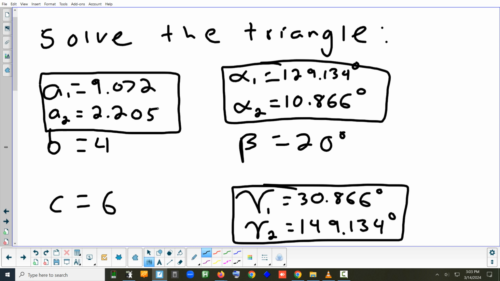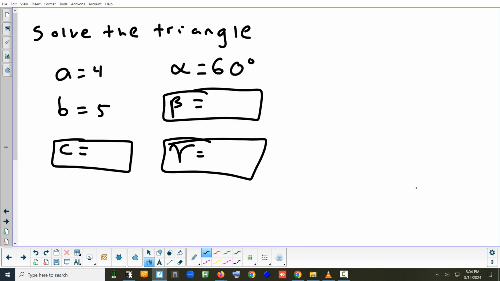All right, any question on solving that with law of sines? Okay. All right, so let's try one more.